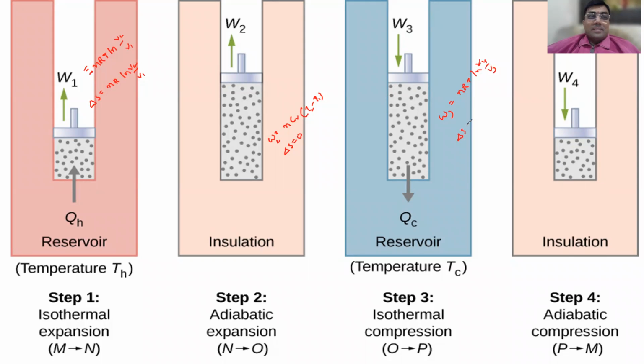So delta S will be how much? Same thing only. nR ln(V4 by V3). And what about here? Delta S is 0, sir. W equal to nCv(T2 minus T1). This work gets cancelled. W2 and W4 are on opposite sides. Delta S becomes 0. Entropy will be 0, totally cyclic process. Delta entropy will be 0. Understanding how to study the Carnot cycle.